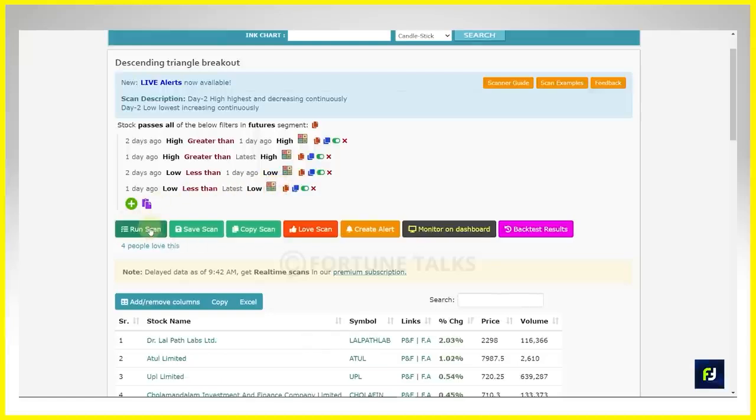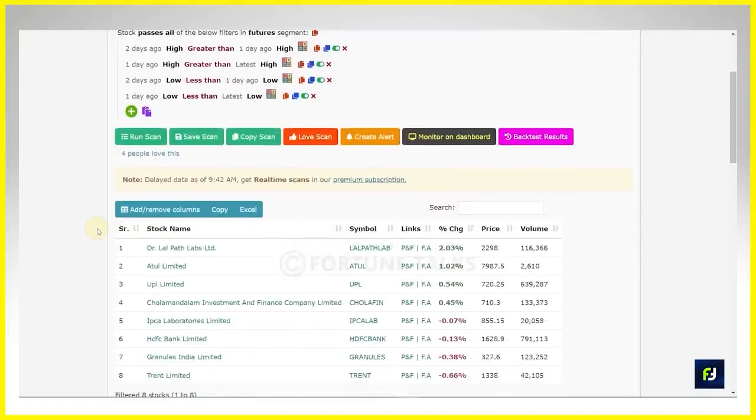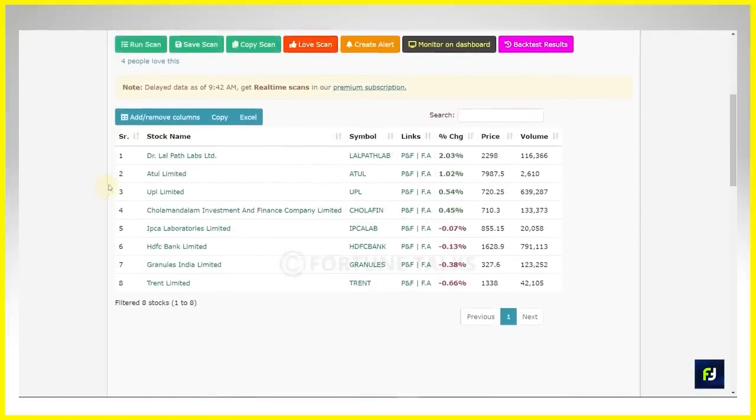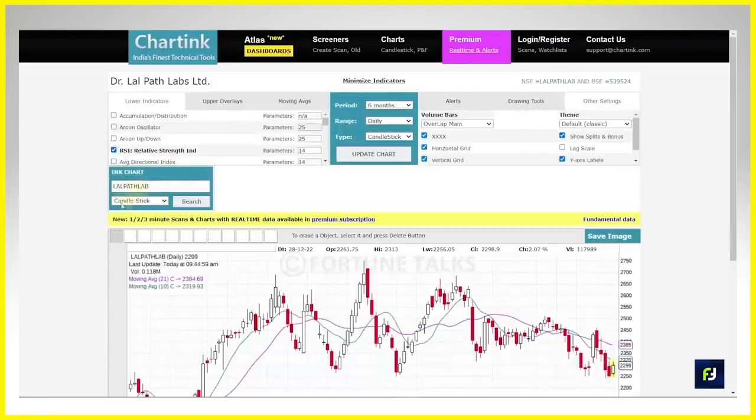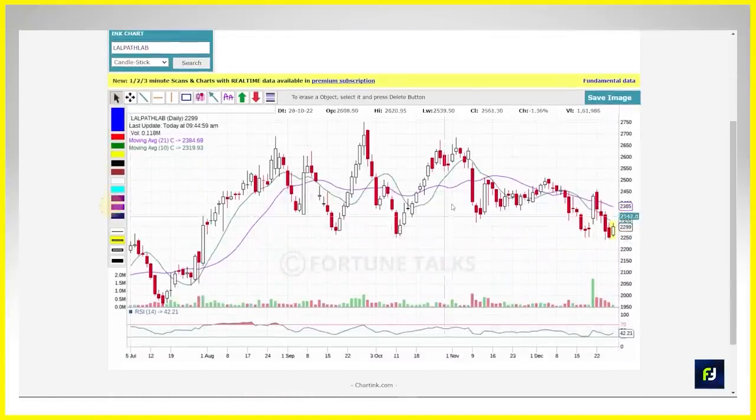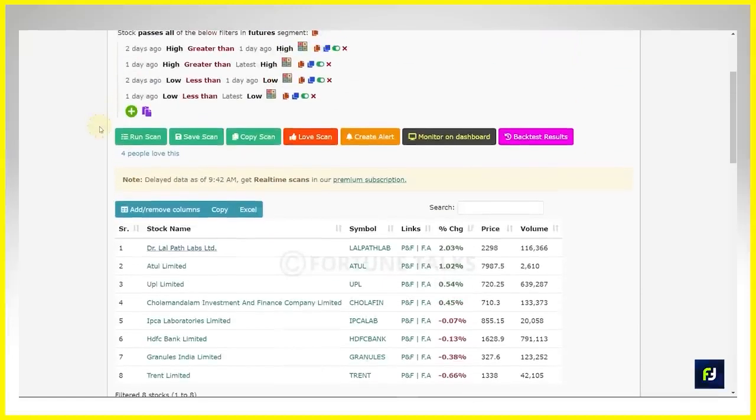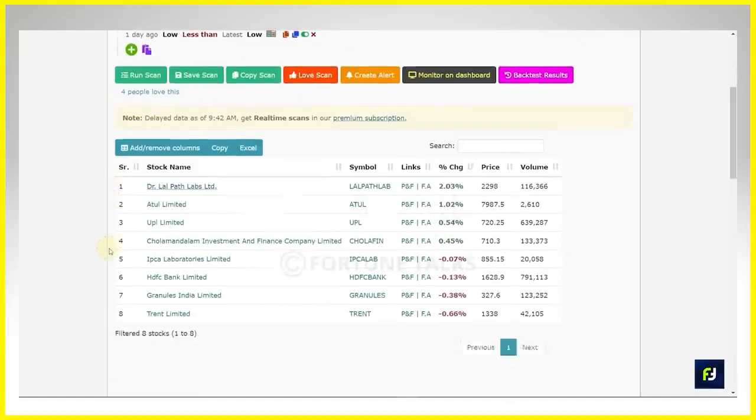A new scan will run and it will give us the required shortlisted stocks under the segment that we have considered. You can analyze every chart by clicking on the stock name, but I'm not really a big fan of the charting tool, so I would rather do my analysis on TradingView or my trading terminal. Now if you have noticed, the charting free version data is delayed by some 15 minutes.